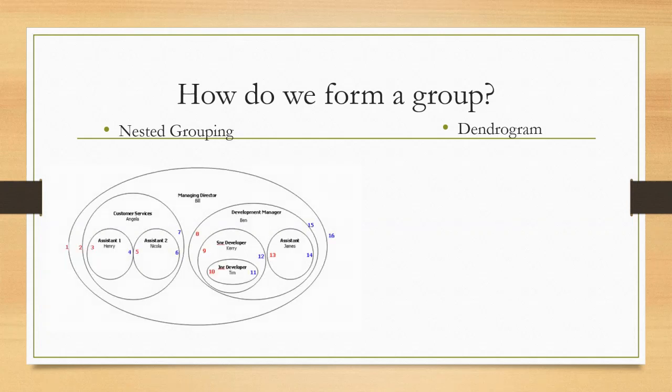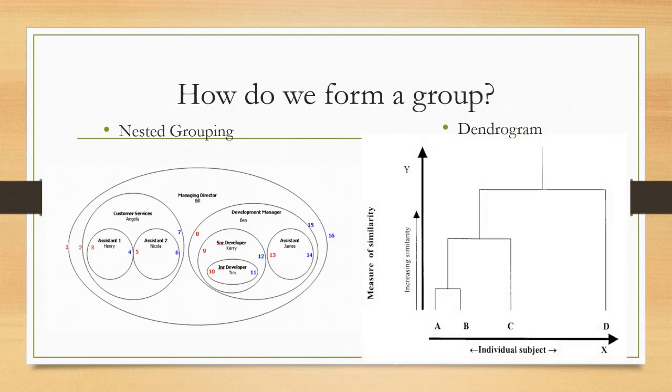So, and how do we form a group? There are two examples that we used here. The first one is the nested grouping. As you can see, we have an example of an organization whereby we have the managing director nested around with the customer services assistant, which is Henry, assistant number 1, number 2, Nicola. We also have a development manager with senior developer, assistant is James, junior developer.